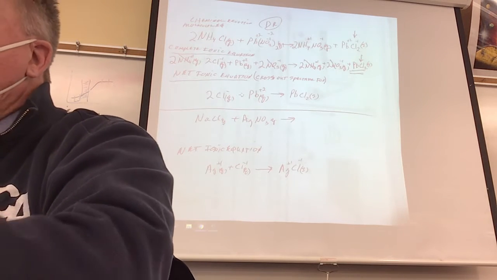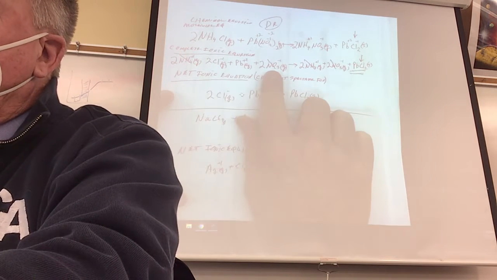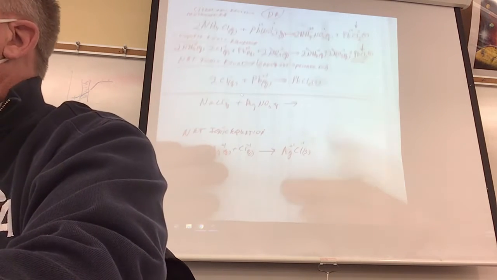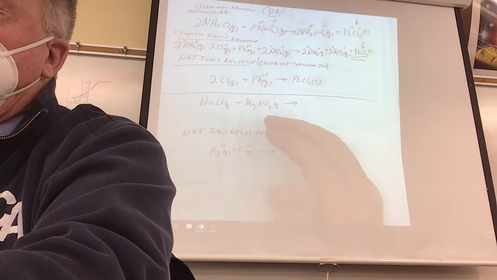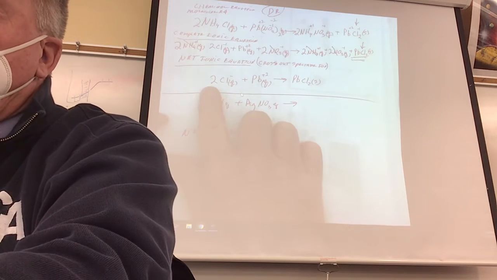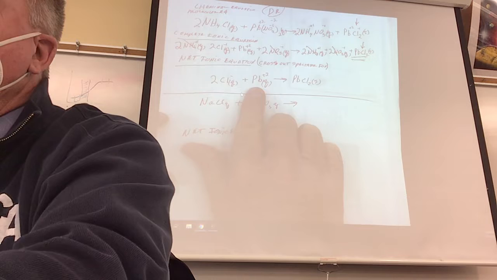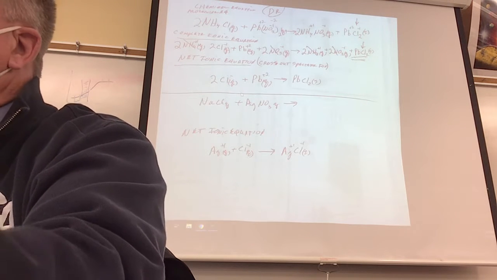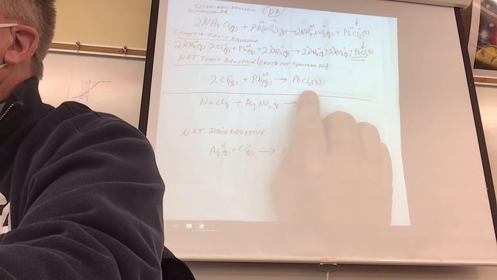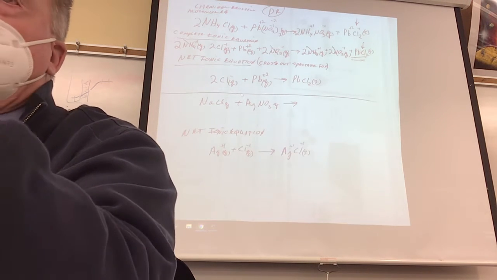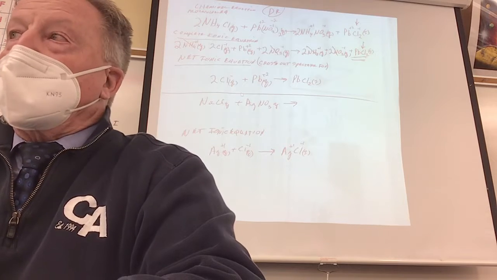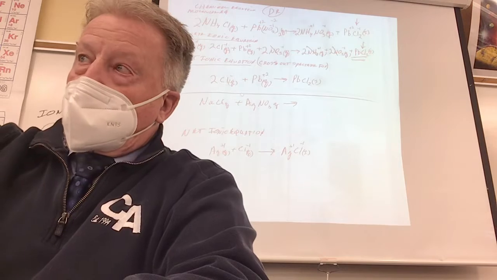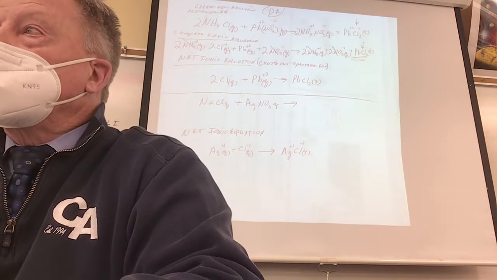And what else was a spectator ion? Nitrate and nitrate. So whatever's left is the real chemistry. The net ionic equation says, what did really happen? Two chloride ions did what? Combined with one lead ion and made lead II chloride. That's it. That's the only chemistry that took place. Now here's a hard question. If this happened in a beaker and I stuck a probe in there, would it be an electrolyte?